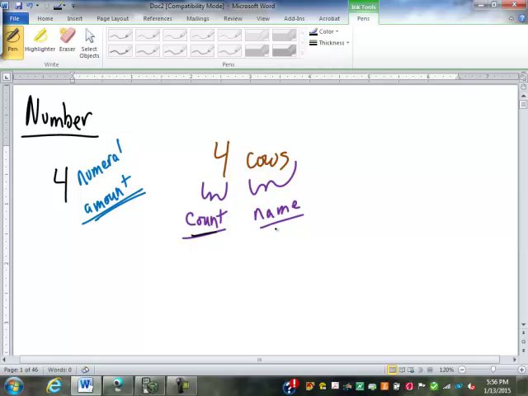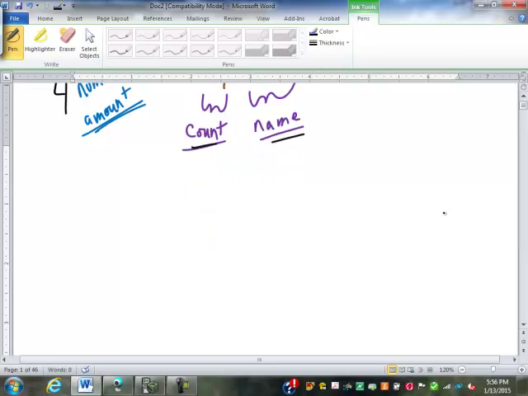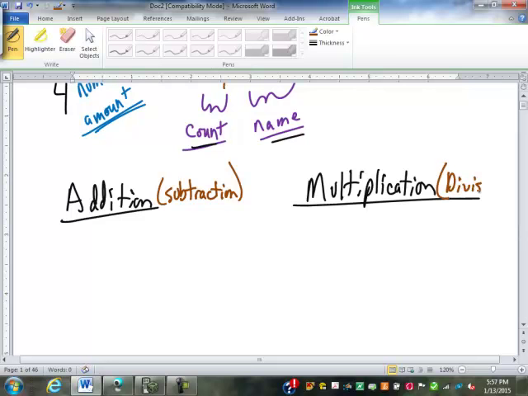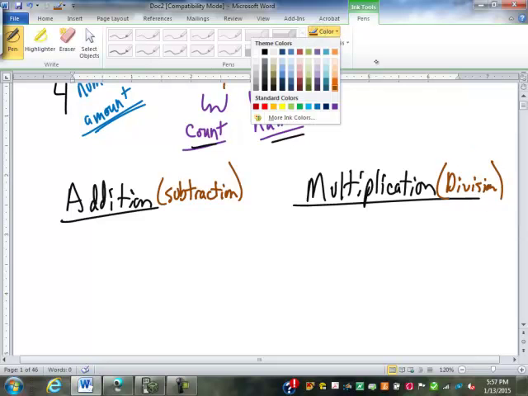So with that idea of a count and a name, let's take a look at our basic math operations and how they work. Let's look at addition and multiplication. Now you might be thinking, where'd subtraction go? Well, addition and subtraction are really the same operation. Addition's going forward, subtraction's going in reverse. So any rules we talk about for addition also apply for subtraction. And the same with multiplication and division. They're the same operation, forward and reverse.